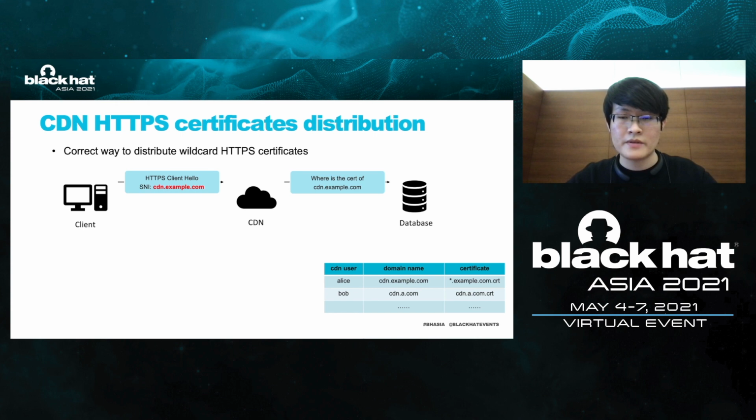Then the CDN looks up the certificate in its database. The CDN queries the database, selecting a certificate where the domain name is equal to cdn.example.com. Please note that the actual CDN databases are more complex. We only use this table to demonstrate the workflow. Apparently, the first line in the database meets the condition, which shows the certificate of cdn.example.com is star.example.com.cert.